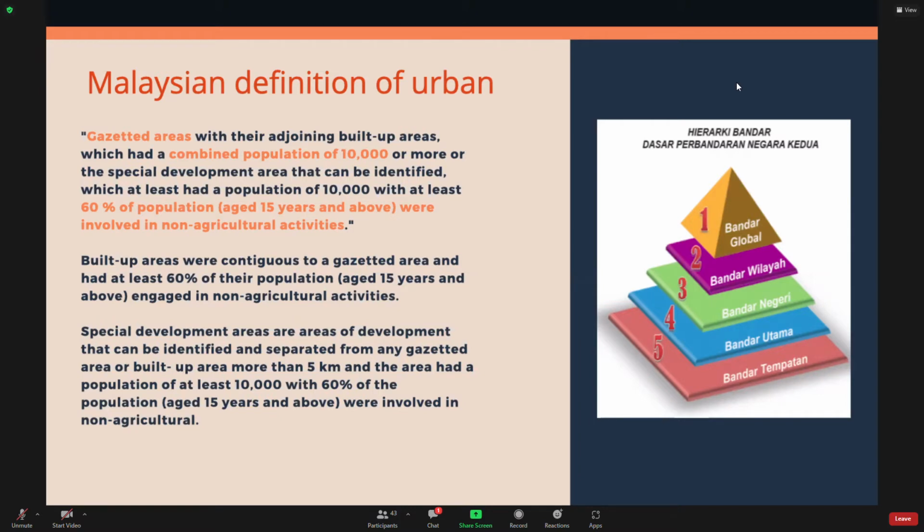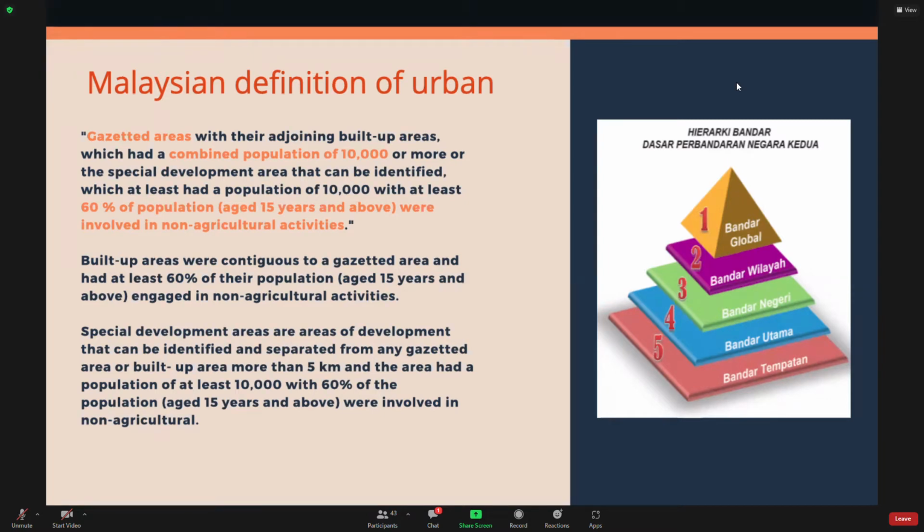Because in other subjects, when you talk about gazetted areas, protected areas, something like marine protected areas, the Taman Negara, they are also gazetted areas. But here, when you're talking about urban planning, the gazetted areas that we are referring to are areas already gazetted as a city, as metropolitan areas like KL, Shah Alam. So gazetted areas with their adjoining built-up areas had a combined population of 10,000. So in Malaysia, we use 10,000, meaning that we are still encouraging our city to develop.